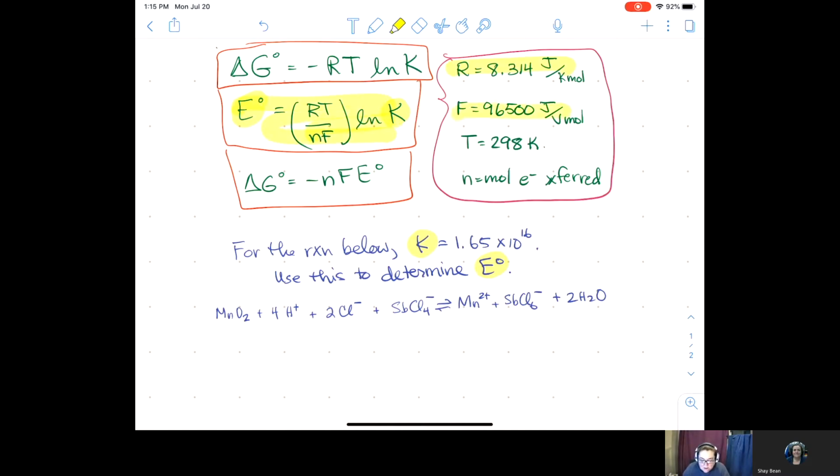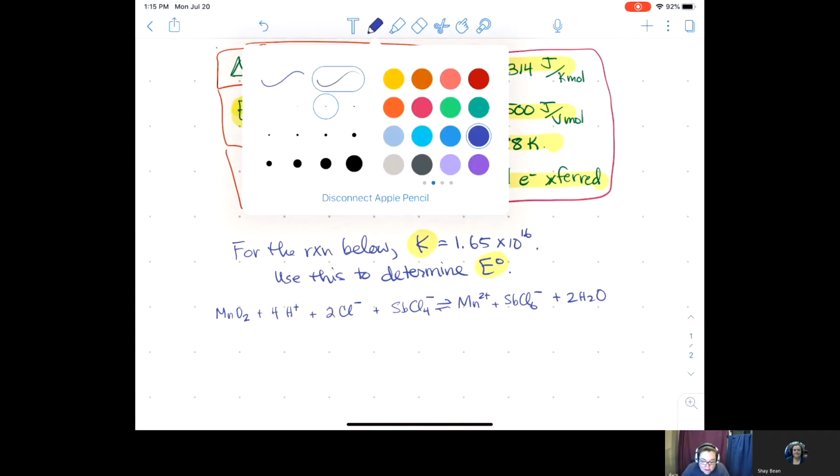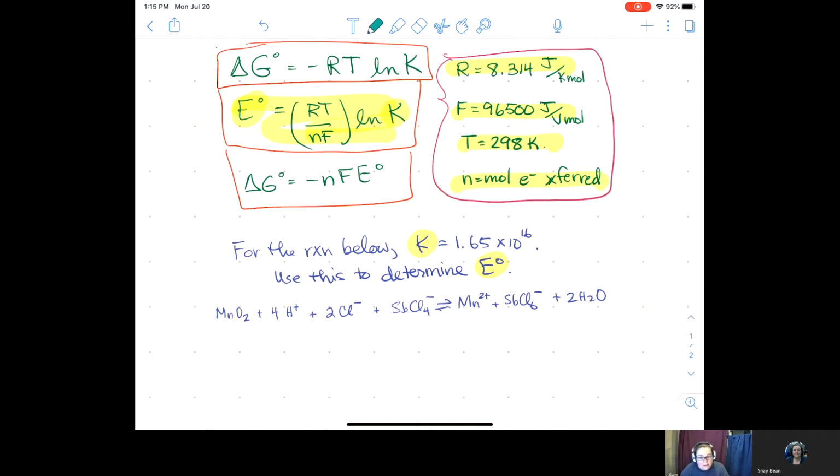I've got my constants over here. Remember that N is the moles of electrons transferred. I have to figure that out for each reaction because it's going to be different. How do I do that? Split it up into half reactions. Now this one is pretty complicated. We have seen something similar to this before, but this one is pretty complicated.